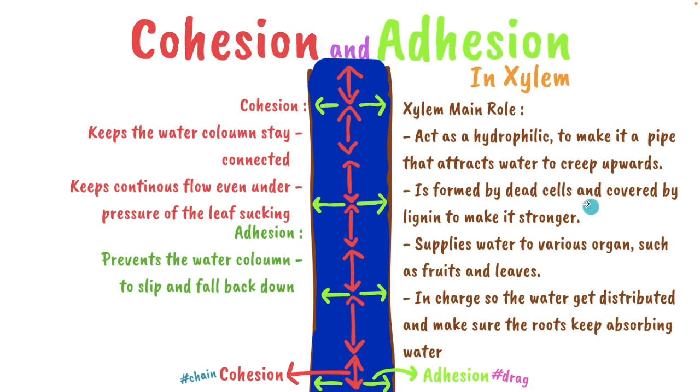Now, in the xylem, cohesion keeps the water columns connected and keeps a continuous flow even under the pressure of the leaves' transpiration that sucks them up.